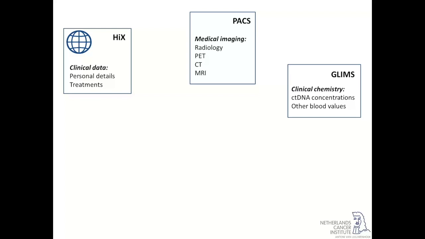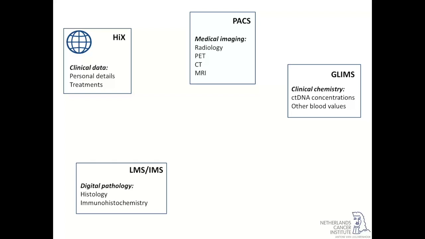Blood concentrations of, for instance, circulating tumor DNA, which are measured at clinical chemistry, are found in the database GLIMS. Digital pathology images are saved in the lab management system or image management system. And sequencing data from the tissues taken at the biopsies are reached via the database MOLPAD. To get a complete picture of this patient's treatment trajectory, currently all these databases would have to be accessed individually.